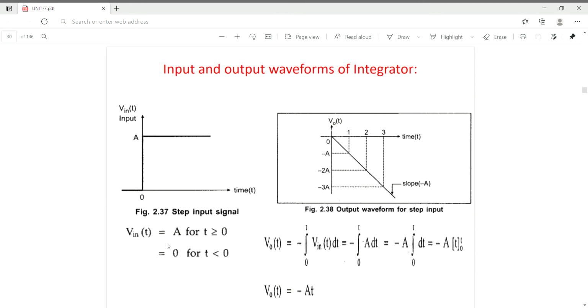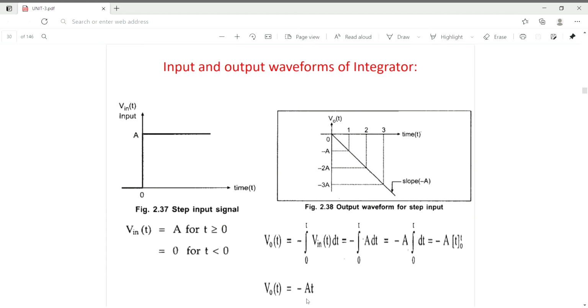Here the input voltage is given as A for t greater than or equal to 0 and 0 for t less than 0. So this is the input waveform, and integration of this Vin will produce an output of minus A into T, and the graph of this is this. So if we apply this input voltage, we'll be getting the integration of the input voltage, which is V0 is equal to minus AT.